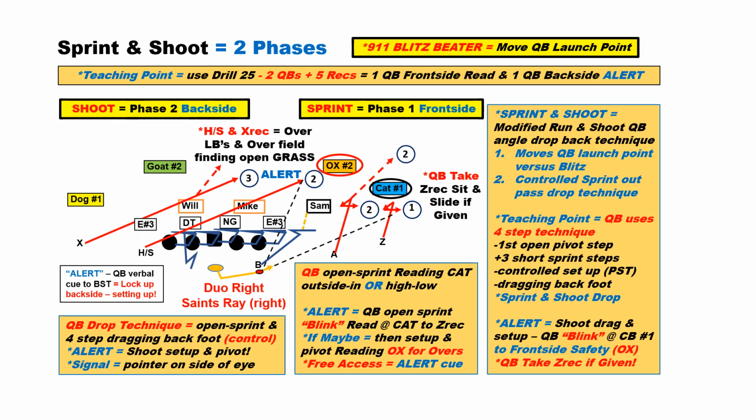Phase two then is the backside, where we've got the H and the X running over routes over the linebackers and over to open grass. We can make an alert signal which tells that quarterback he's still going to read the corner off the first two steps. If he's got that number one Z receiver on the tilt tracer, he'll just take it all day. But if not wide open, if there's any type of maybe there, then he's going to set up behind that play side tackle and look for the H to the X on the over routes.